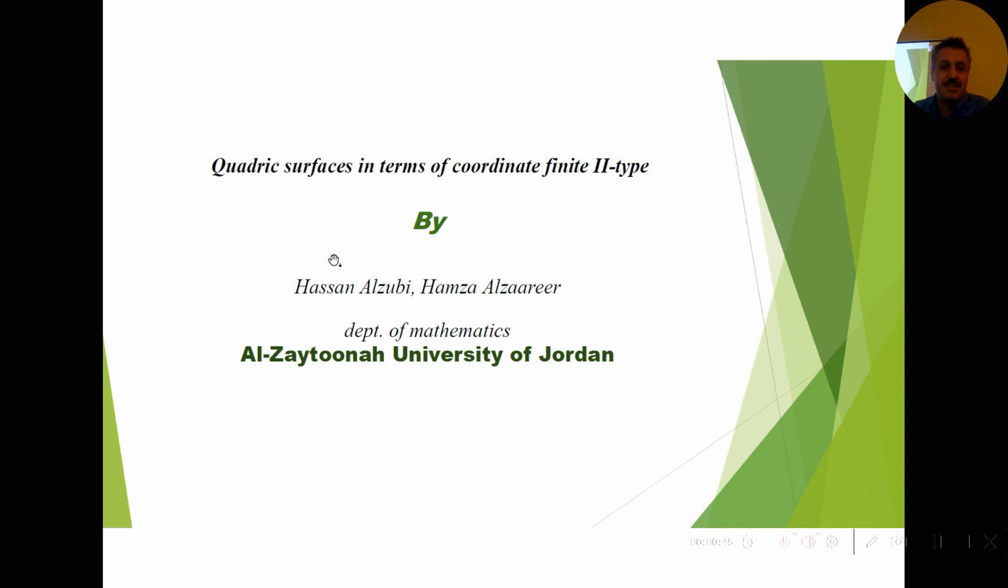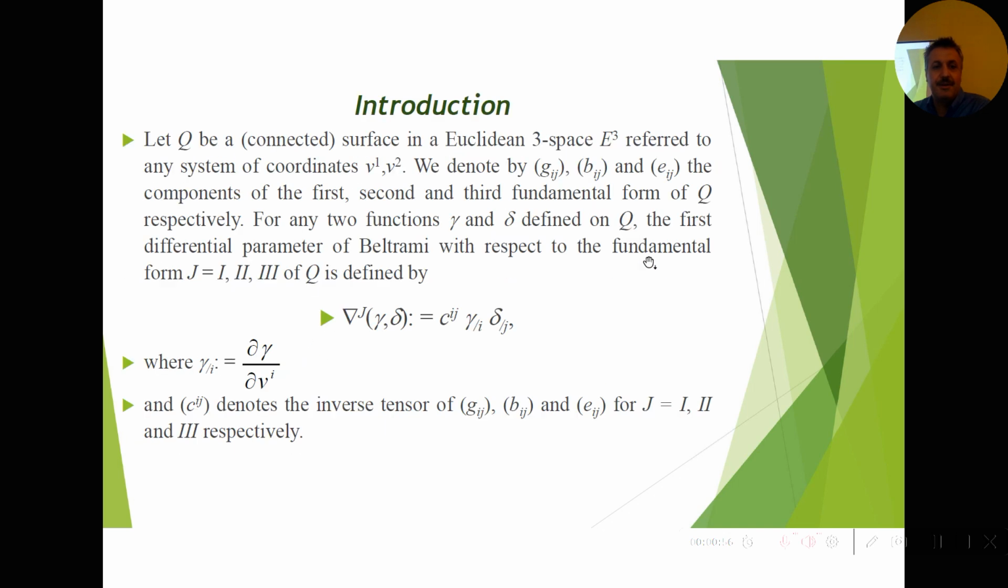The title of my paper is Quadric Surfaces in Terms of Coordinate Finite Type with respect to the second fundamental form. Introduction. We have a surface Q in the Euclidean 3-space, referred to the system of coordinates V1, V2, and we denote by the symbols Gij, Bij, and Eij the components of the first, second, and third fundamental forms of the surface.